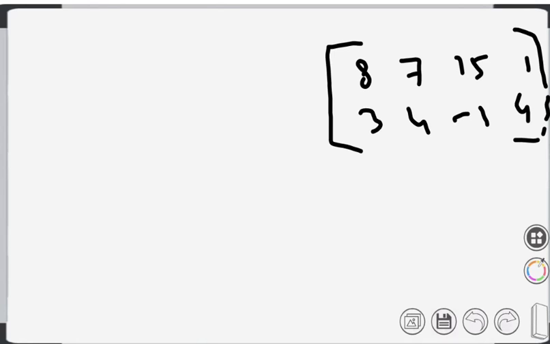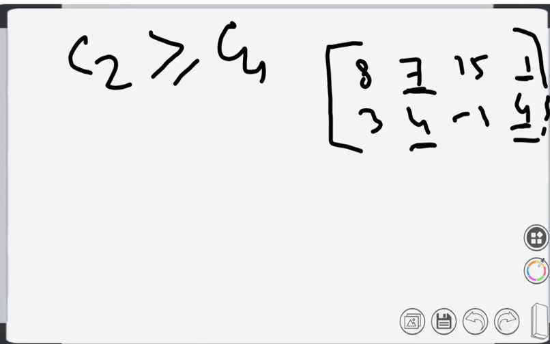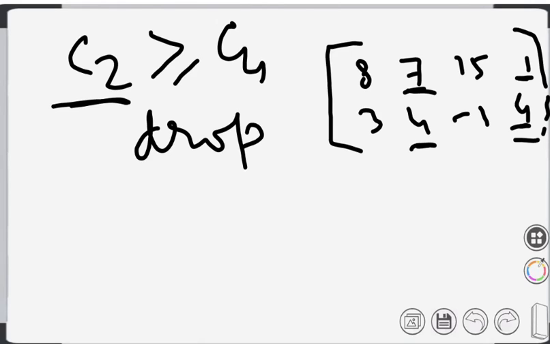We can use the column dominance. So 7 is compared to 1 and 4 is compared to 4. If we compare C2 and C4, C2 is greater than or equal to C4, isn't it? Second column is greater than or equal to C4. So which one will be dropped? Drop C2. In case of column, the smaller one will be left.